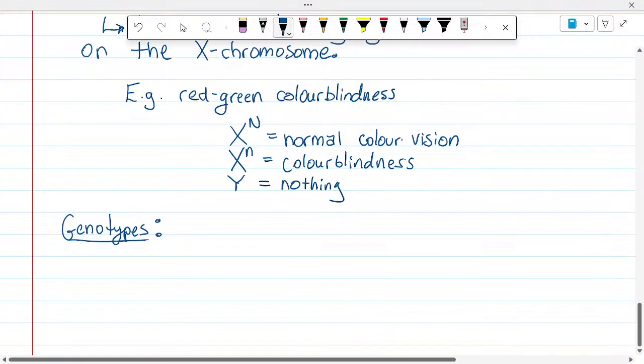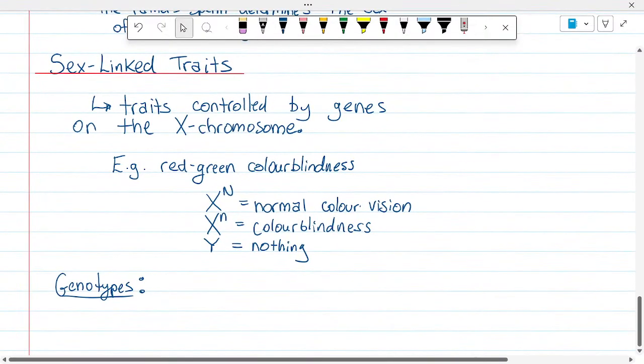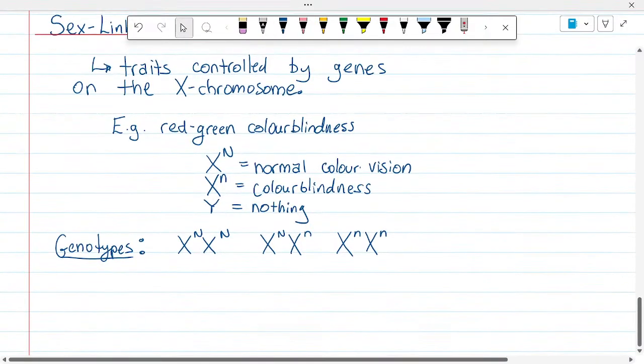Can you scroll up a tiny bit? Yes. What are the possible genotypes? You could have big X normal and big X normal. What else could you have? You could have big X normal, big X colorblind. You could have big X colorblind, big X colorblind. In all cases, these are all female. And what would their experience be?